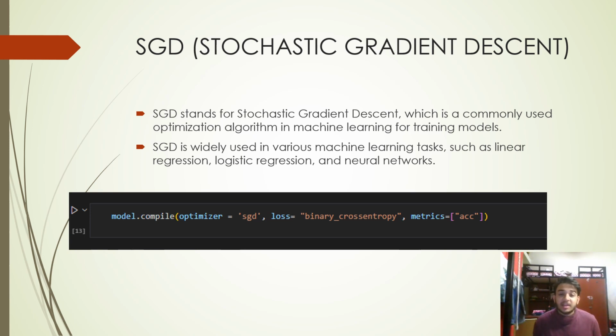In SGD, instead of computing the gradient over the entire dataset, the gradient is computed for a single or a small batch of samples at each iteration. This makes it computationally more efficient than batch gradient descent, particularly when dealing with large datasets. It also has the advantage of being less susceptible to getting stuck in local minima than other algorithms due to its stochastic nature. However, it may require more iterations to converge to a solution.